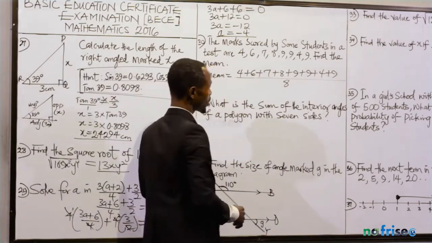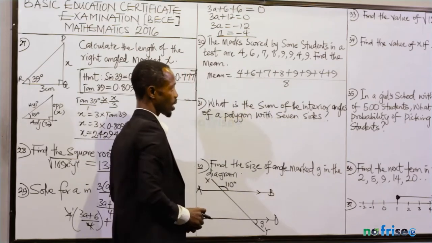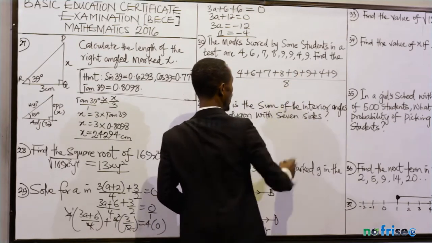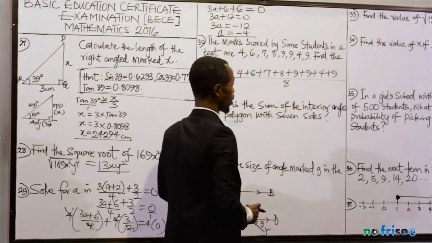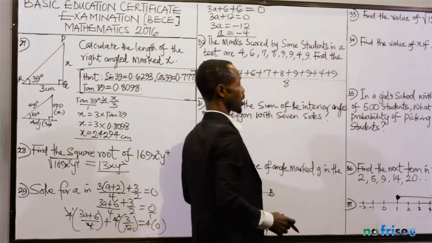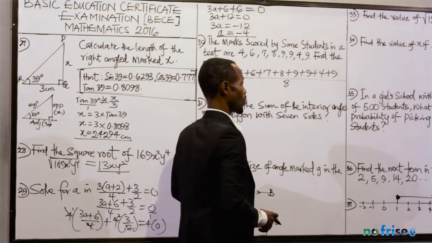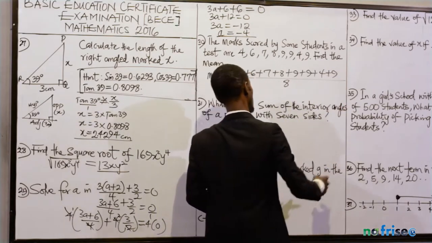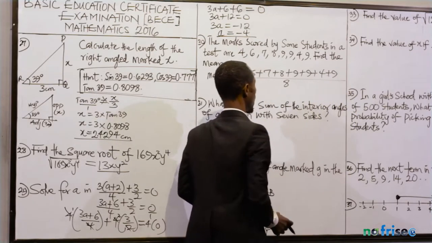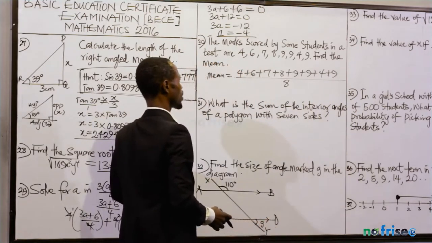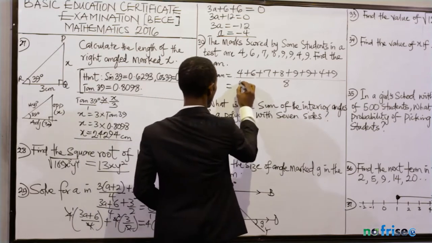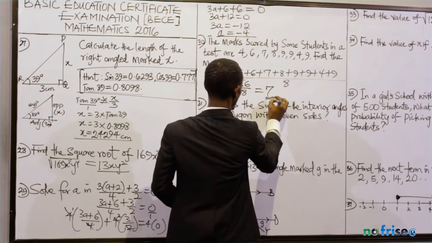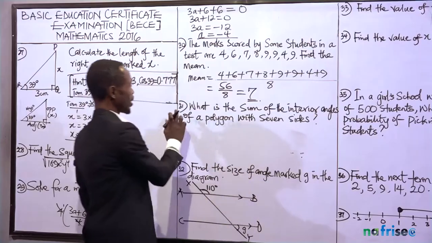Are you there? So let's sum. 4 plus 6 is 10. Are you there? 10 plus 7 is 17. Plus 8, 25. 25 plus 9, that should give us about 34. 34 plus 9, that should give us about 43. 43 plus 4, that should give us about 47. 47 plus 9, that should give us about 56. That's 56. So that will be equal to 56 over 8. And 56 divided by 8 is 7. So the mean is 7. Is that clear?